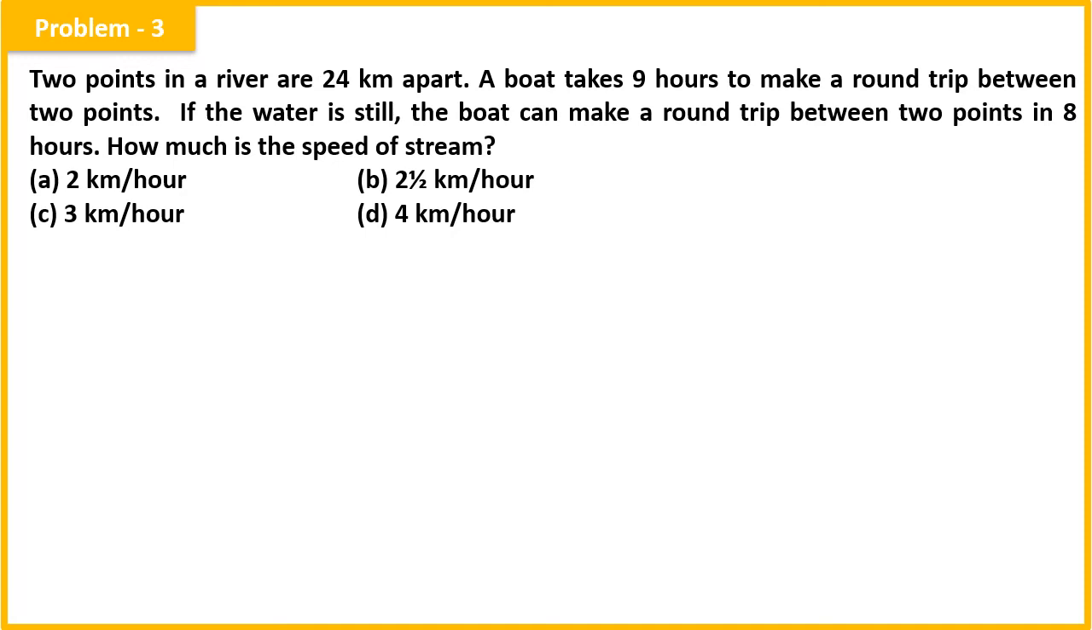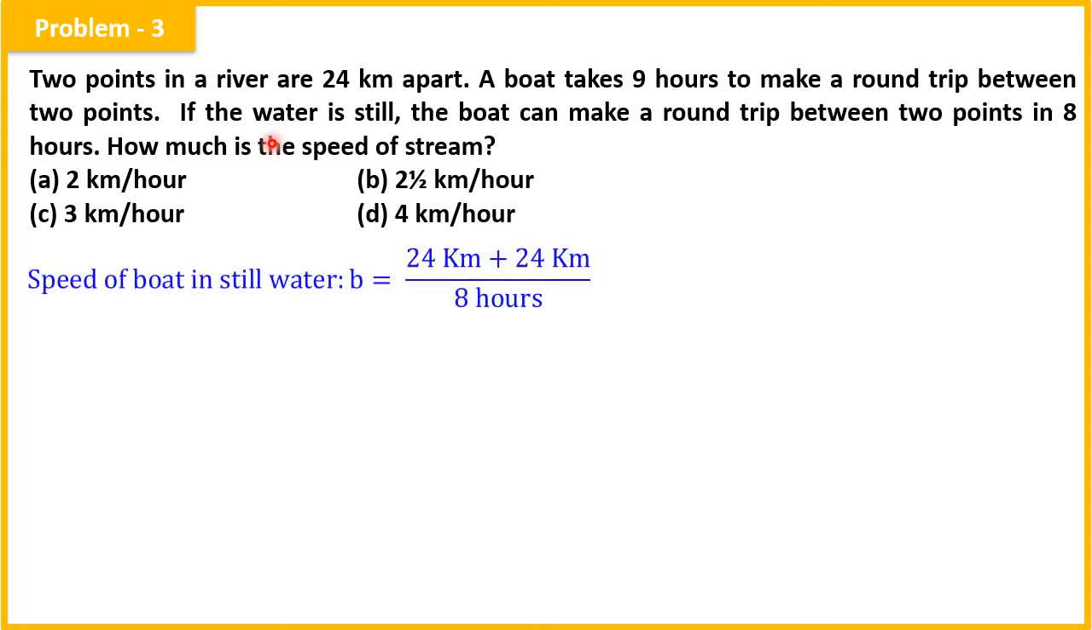Is the speed of boat in still water given? Directly it is not given, but we can calculate. As he can go 24 kilometer far and return back that same 24 kilometer in 8 hours if the water is stationary. So speed of boat in still water is 24 kilometer going plus 24 kilometer returning, in total 8 hours in still water. So that is equal to 6 kilometer per hour. This is the speed of boat in still water.